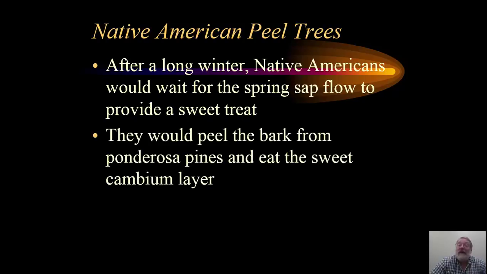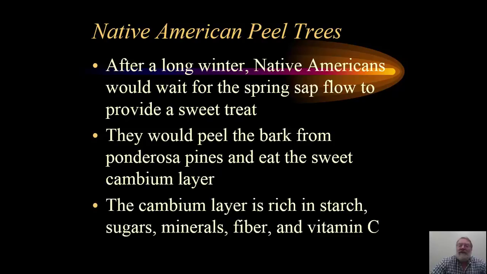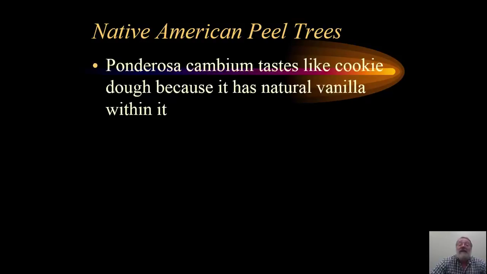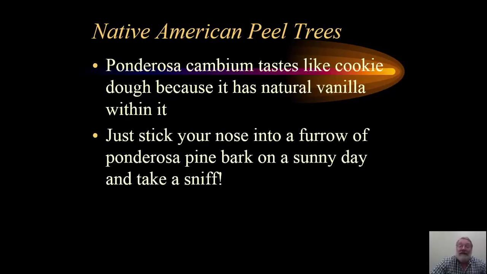So they would peel the bark from the outside of ponderosa pines and eat the sweet cambium layer. It's rich in starch, sugars, minerals, fiber, and vitamin C. But because it has vanillin, natural vanilla in it, it tastes like cookie dough. So this was a real tasty treat to the Indians, and they would peel the bark off and eat it to enjoy a different kind of food after a long winter time.